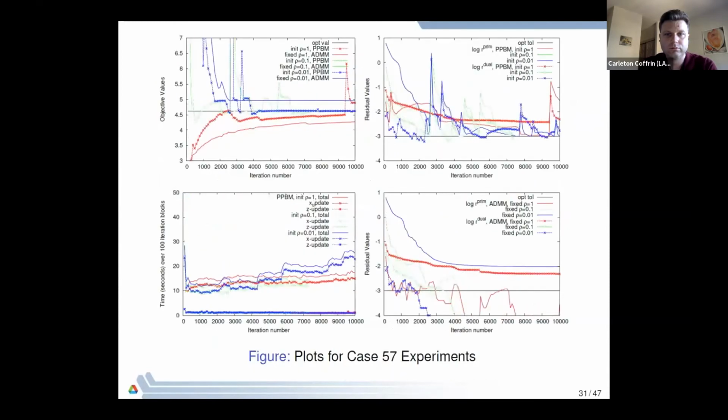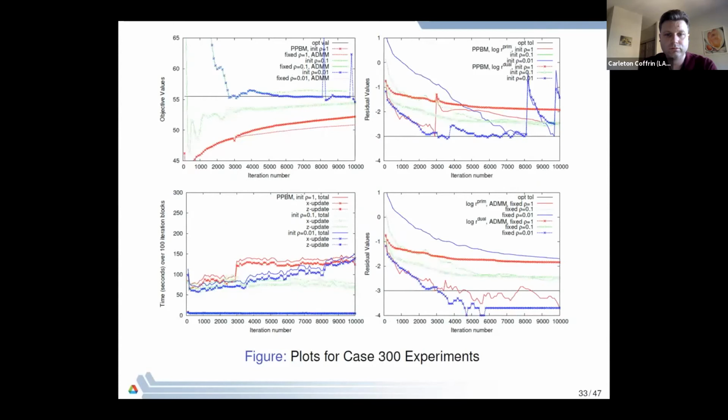We also have the plots which are in the paper. I'll only focus on the plot in the lower left-hand corner. For that, we have a timing profile of the different steps of PPBM. And we see that the X update, again, takes the most time. Not only that, but we see a clear trend where once we add cuts, the amount of time for carrying out 100 iterations spikes noticeably.